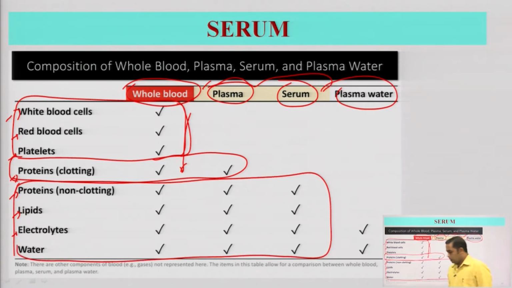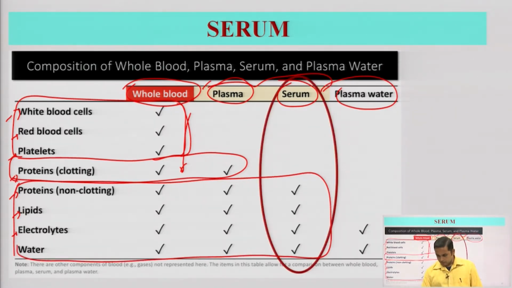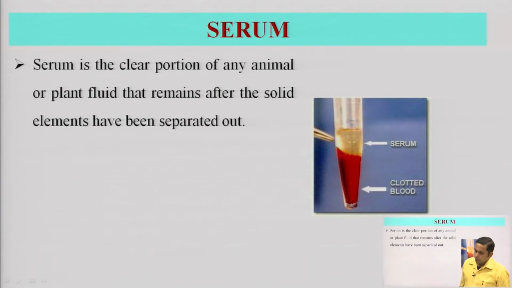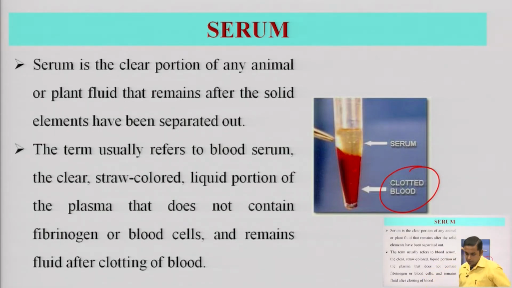Okay. So, let me tell you about these things. Serum. It is a clear portion of any animal or plant fluid that remains after the solid elements have been separated out. You can see, when you are separating, these are our clotting factors and the remaining serum is actually present here.